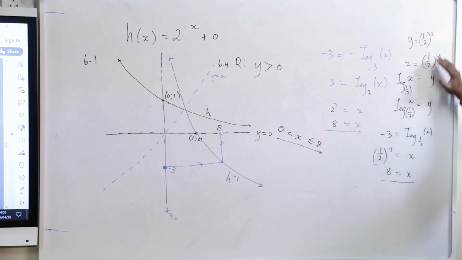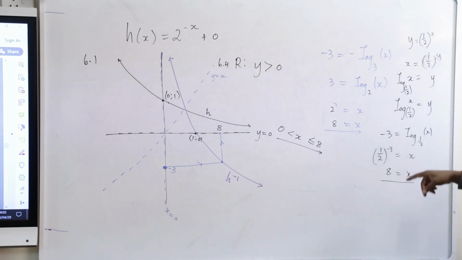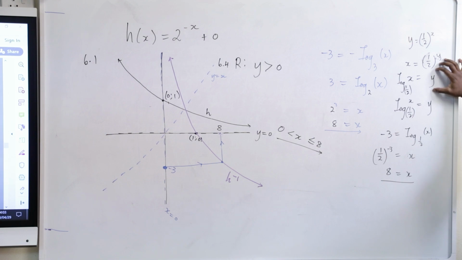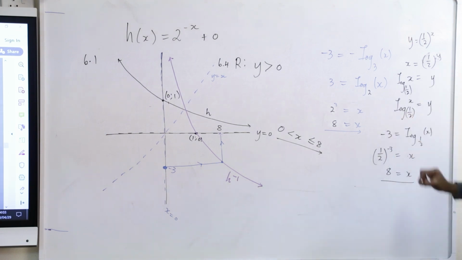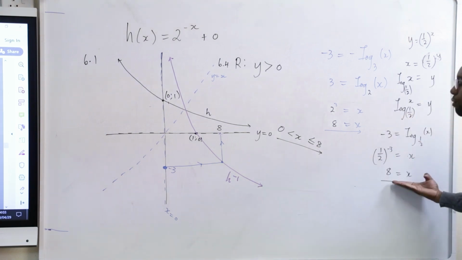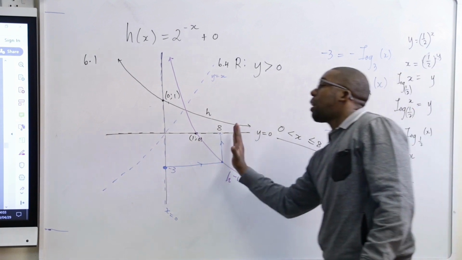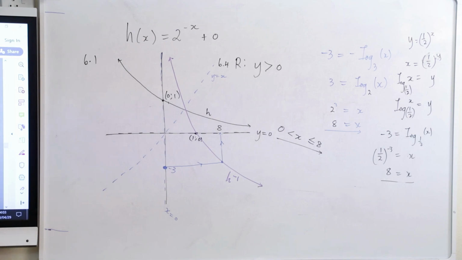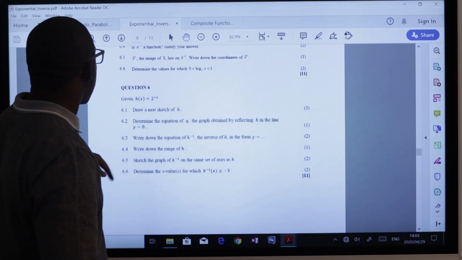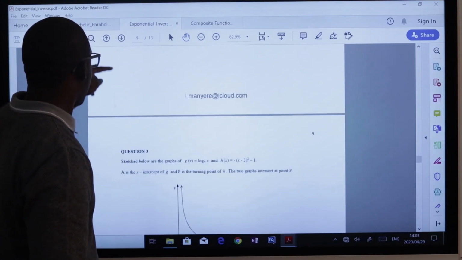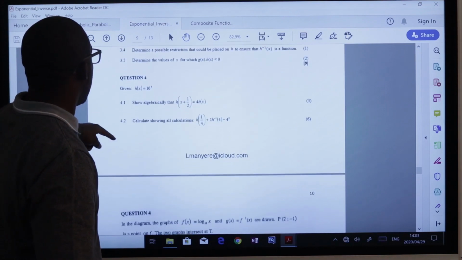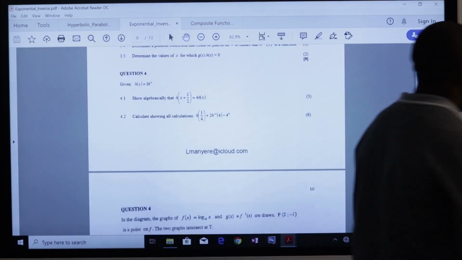If you had used this one, I first found the inverse, so log to the base half of x. In place of this y, I put -3. Then I solved for x, I still got 8. You interpolate and you go to the left, because that's where it was greater than -3. That concludes the second question. Let's do that question right there.